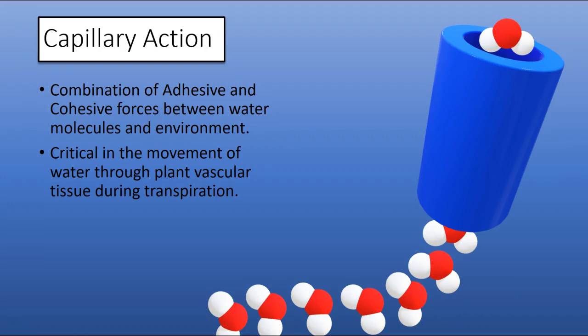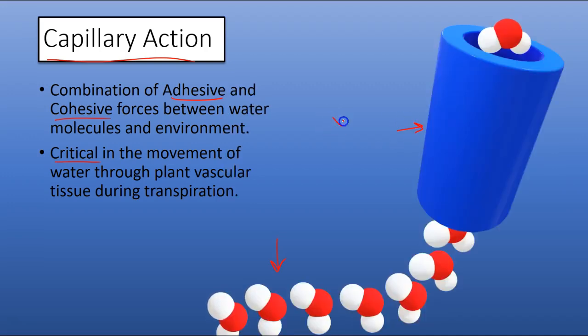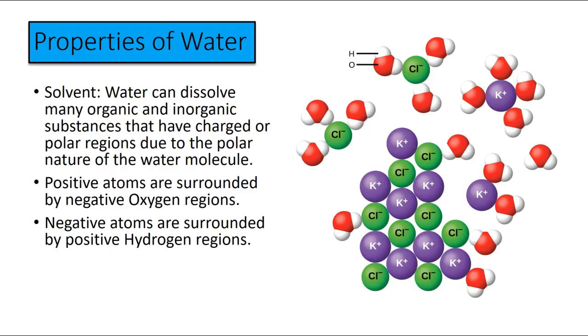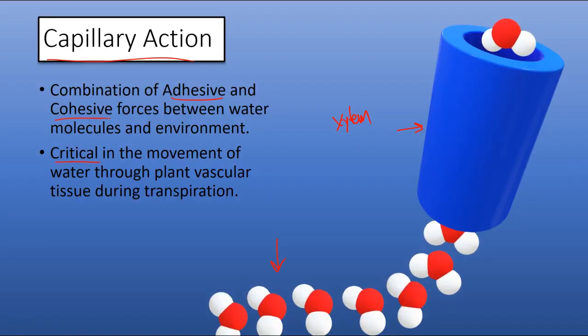So now, if we link adhesive and cohesive forces between water and its environment, you get a property called capillary action. Capillary action is the combination of adhesive and cohesive forces between water molecules, like these, and the particular environment in which they're interacting. Okay, this property is critical in the movement of water through plant vascular tissue. Okay, and so this is going to be our stand-in for plant xylem. Okay, xylem. This would be our plant xylem.